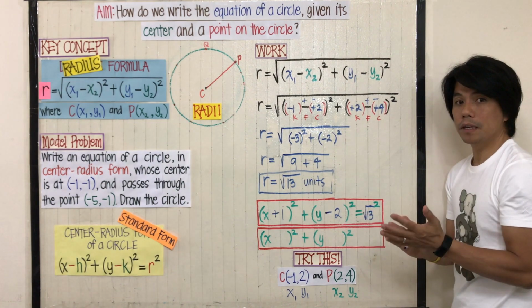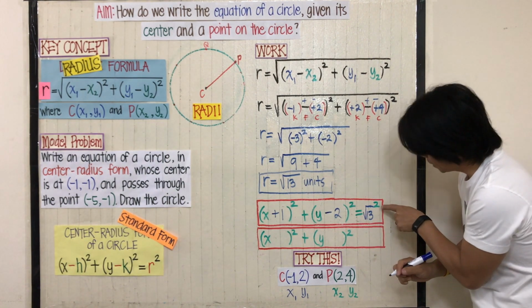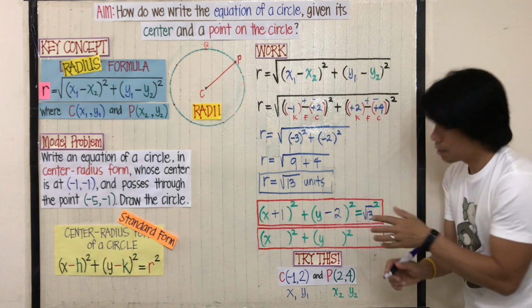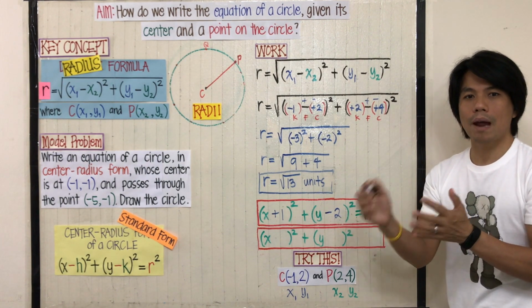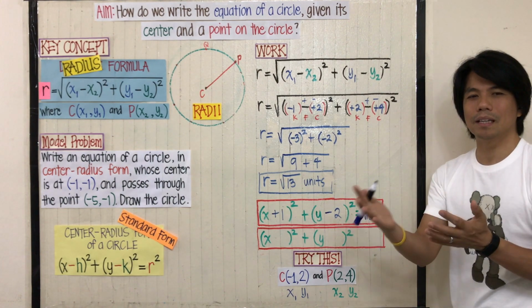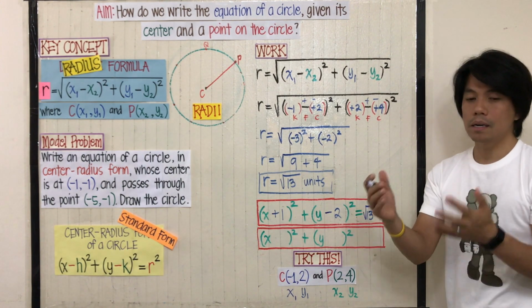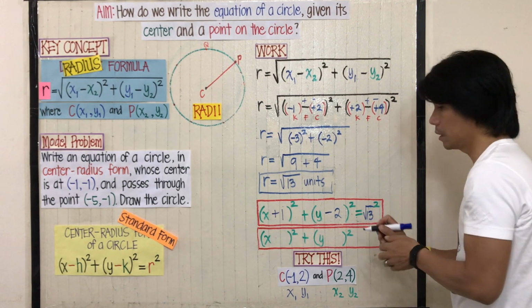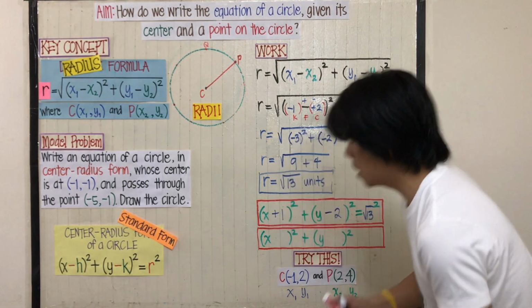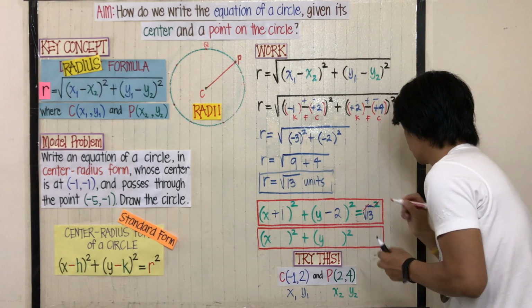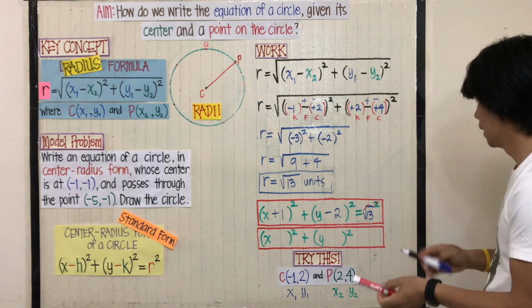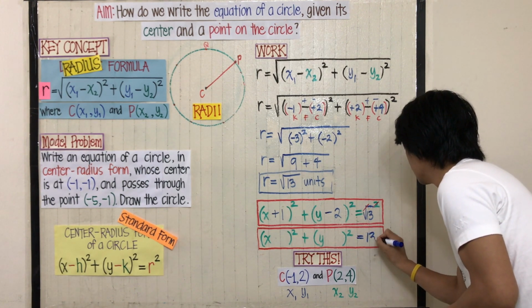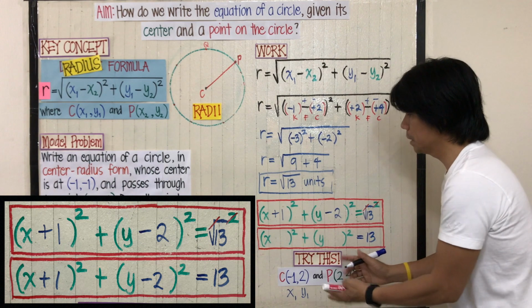Now, can we take it further? Obviously, yes, because if you notice here, there's a square root and a square. Remember, the square root or radical and the square are inverse operations. So they cancel each other out. So what's left? It's going to be 13 only, and copy the rest.